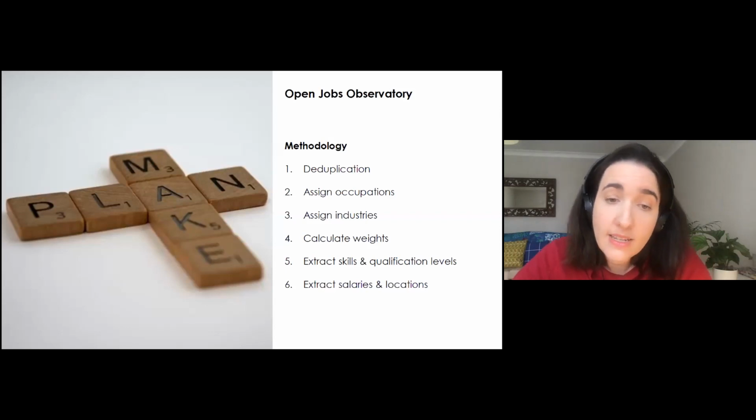Step 4, calculating weights, is all about adjusting our stock so that when we break it down by industry, by first digit SIC, it matches the ONS's official breakdown to correct for biases and ensure that our data set is representative.